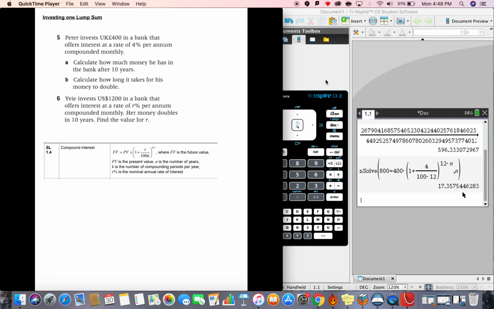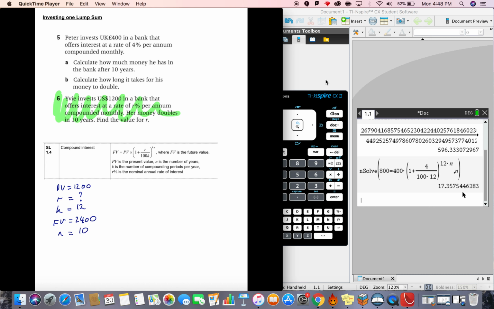Let's try the second question on this page. Let's see how we go about it. I'm going to list down all the variables I've got here. EV invests 1200 US, so the present value is 1200. The interest rate is R, which we don't know. Compounded monthly, so K is 12. And the money doubles, so the final value we're after is 2400, and N is 10.